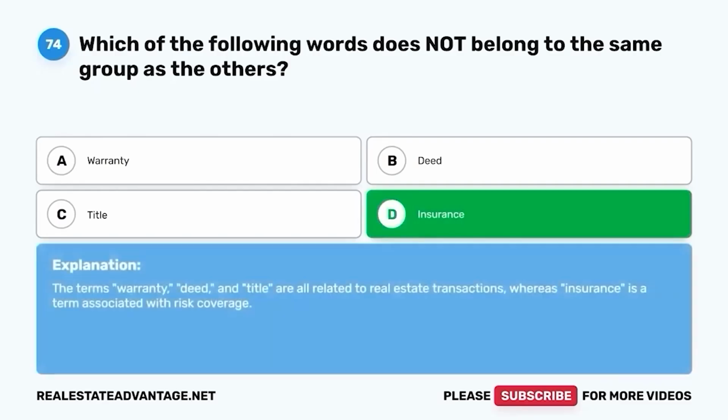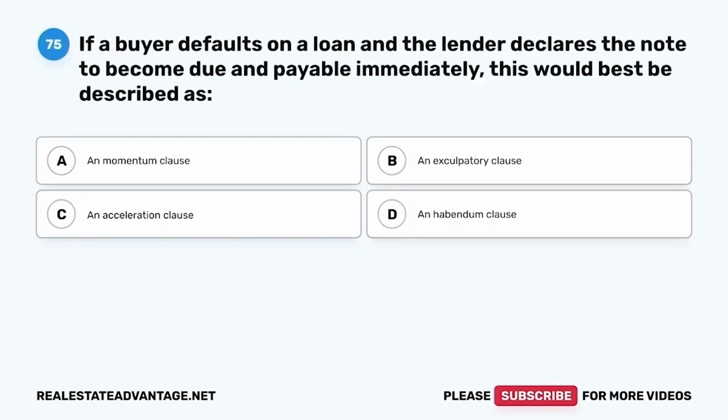Insurance. The terms warranty, deed, and title are all related to real estate transactions, whereas insurance is a term associated with risk coverage.